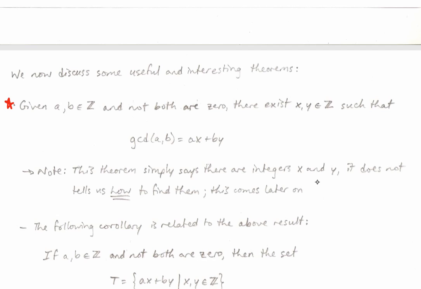Now, this theorem simply says that there exist these integers x and y such that you can do this. It doesn't tell you how to find them. How we find them will be coming up in the near future.